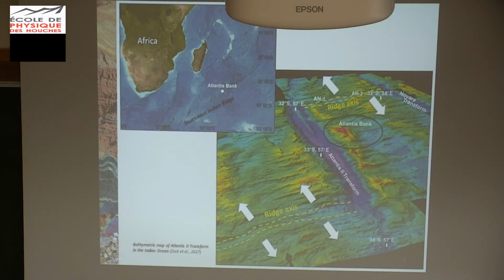The area I'm studying is located in the Southwest Indian Ridge, which is located here, and it's called the Atlantis Bank. It's a submarine massif which is located away from the ridge axis, whose extension is, you can see it here, north-south, and it's 70 kilometers away from the ridge axis. And this is a really interesting area, and we will see why.